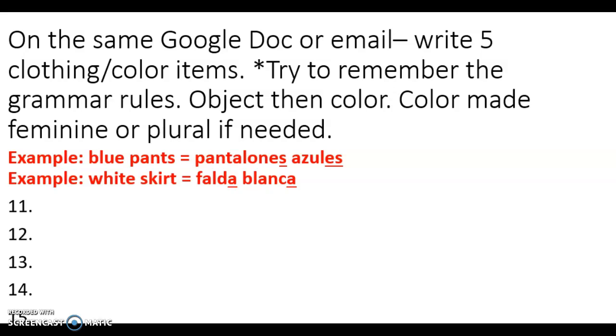So if you look at my 2 red examples, blue pants, you would type up blue pants and that would be pantalones azules. You don't have to do the underline. And example for like a white skirt is falda blanca. So this is just 5 clothing words plus colors. You could even put llevo at the front if you wanted to say something that you're currently wearing. And that is your assignment.